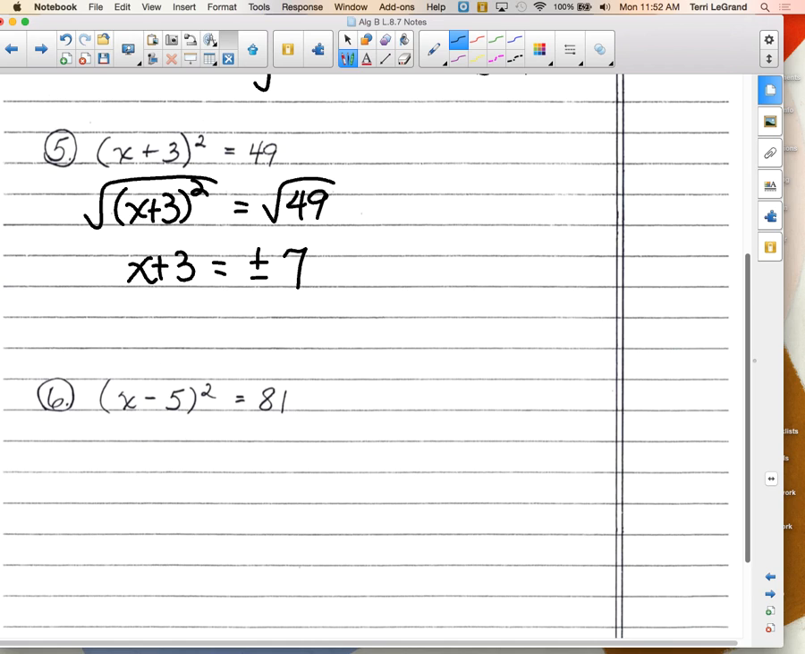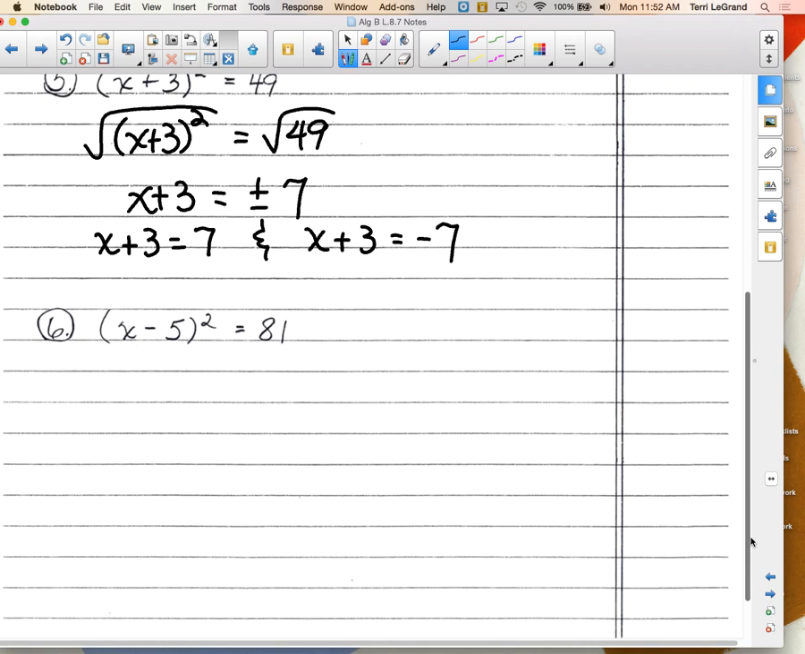Well, that means right now, x isn't by itself, is it? So that means this x plus 3 can be equal to a positive 7, and this x plus 3 can be equal to a negative 7. So we need to break it up like that now. We can't just leave it with that shortcut. Since x isn't by itself, I now need to break it up and subtract 3 from both sides in both of them.